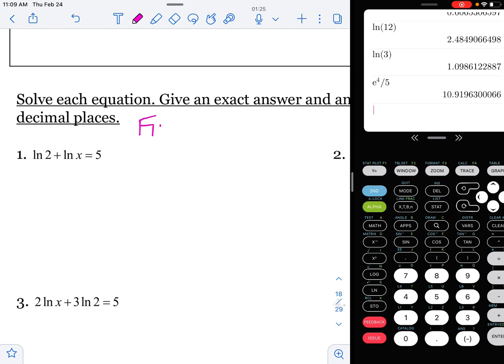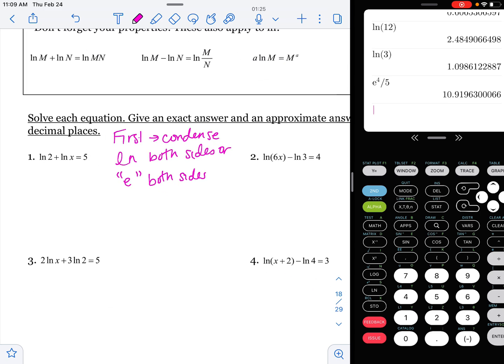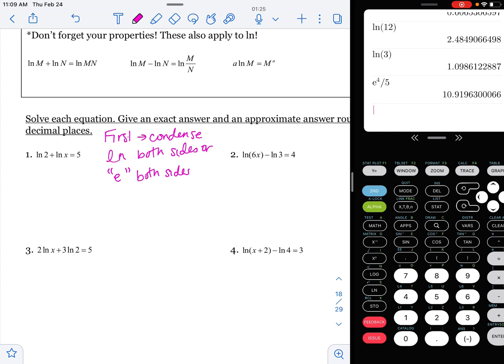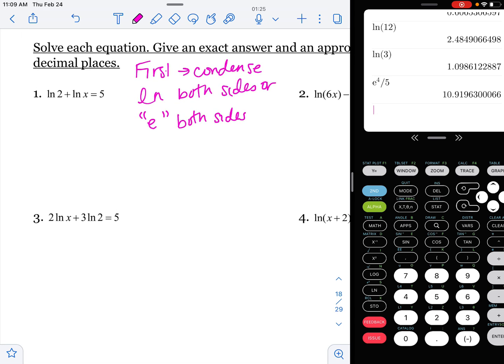So first, we need to condense. And then after we condense, we are going to either ln both sides or e both sides. And it just depends on what kind of problem it is. So we'll do a couple of these to help you see the difference. So let's go ahead and I'm going to pick some of the harder ones just so we can get some variety in here. So let's take a look at number 3, since number 3 has a lot going on.